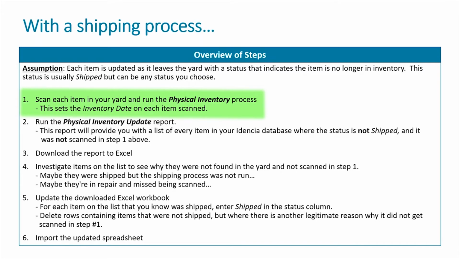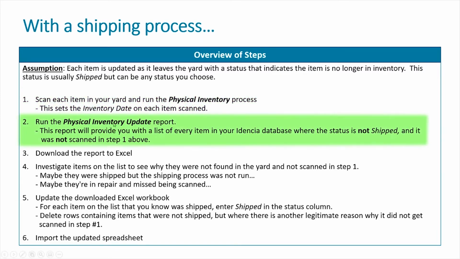So let's say today you had 100 pieces in your yard and you want to get an inventory count of what's in your yard. You would scan every item in the yard and run that physical inventory process and set your inventory date to today. Depending on the size of your yard and how many pieces you have in inventory, it may take you multiple days to get through scanning every item. As long as you know what date you started that inventory process, if it takes you 3 days and you started today, you'll be fine. So it could take multiple days.